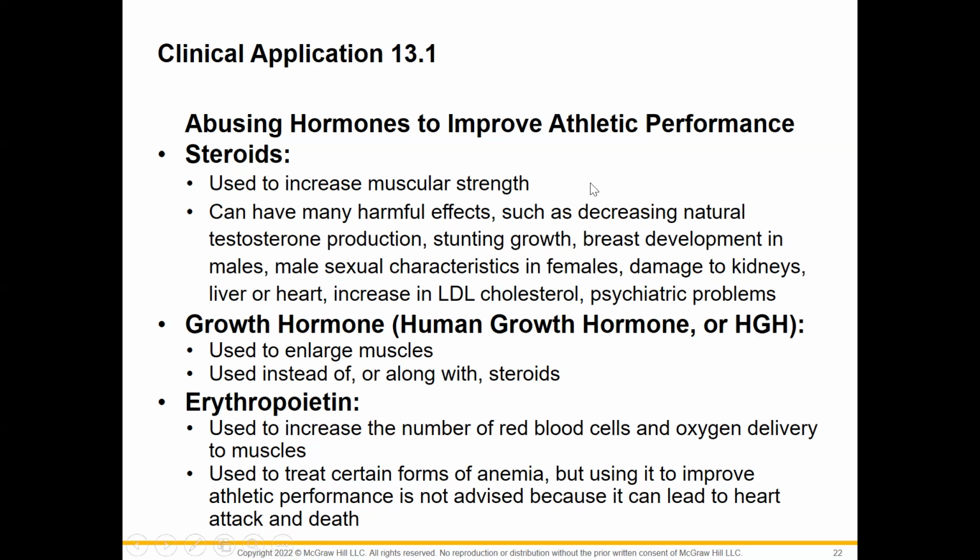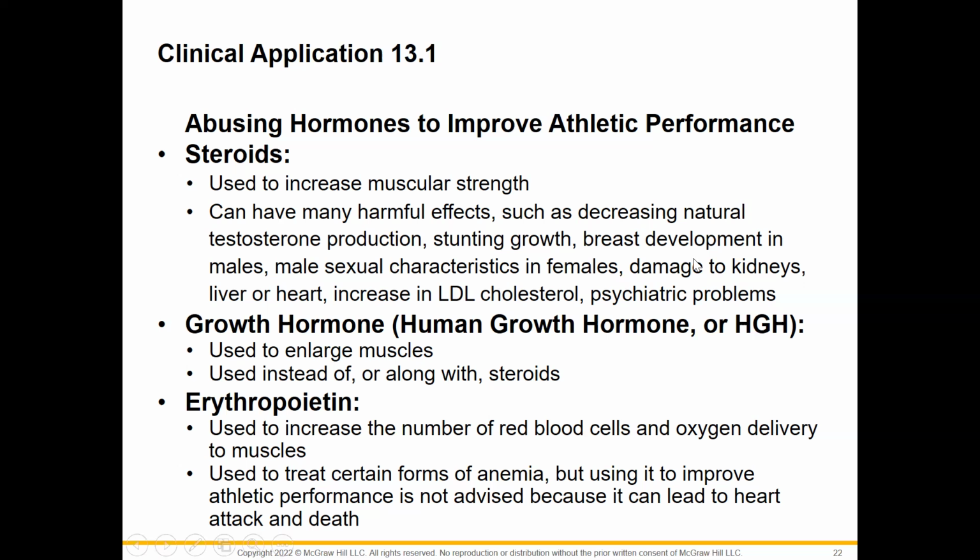So if a person then decides to stop taking that steroid hormone, they have trouble because their body is no longer producing it, or no longer producing it at the levels it used to, and they start to feel awful. It can also stunt growth. If someone has not finished growing yet and they take testosterone, it can make them shorter.